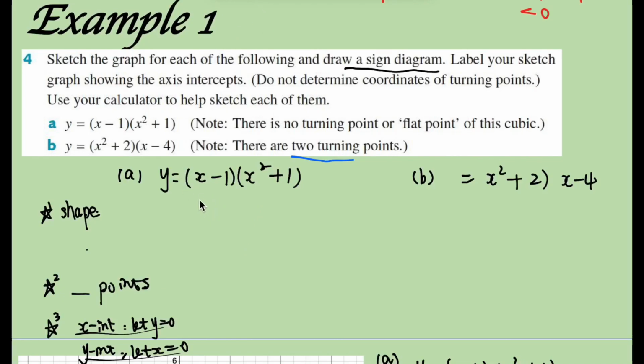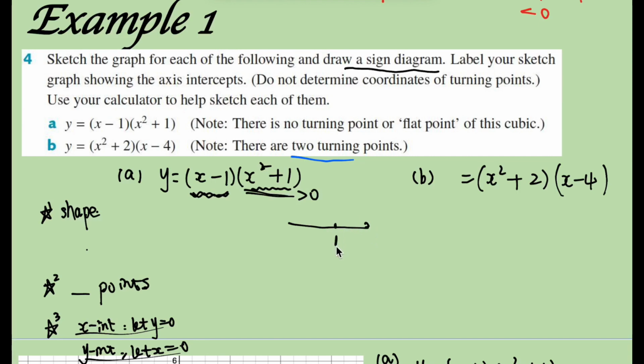There are 2 functions involved here. Both of them are in their factorized form. For the first function, it has a linear factor which is x minus 1, and a quadratic factor. This part we have x squared plus 1, which is always positive, and then the sign of y will be mainly determined by the linear factor. Therefore, we can use the sign diagram to determine the shape.